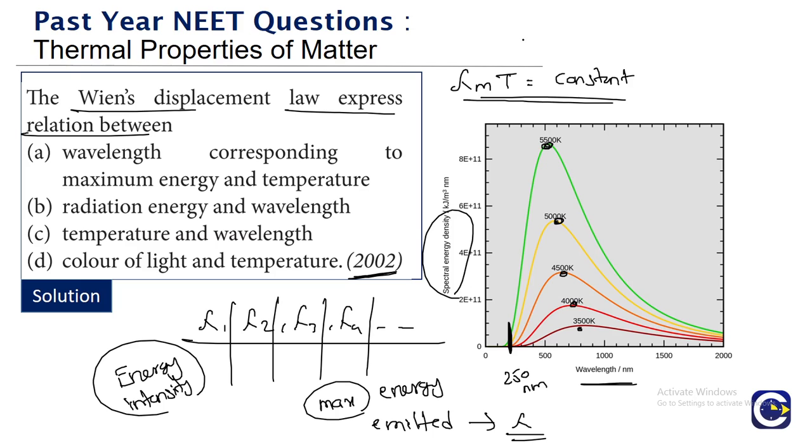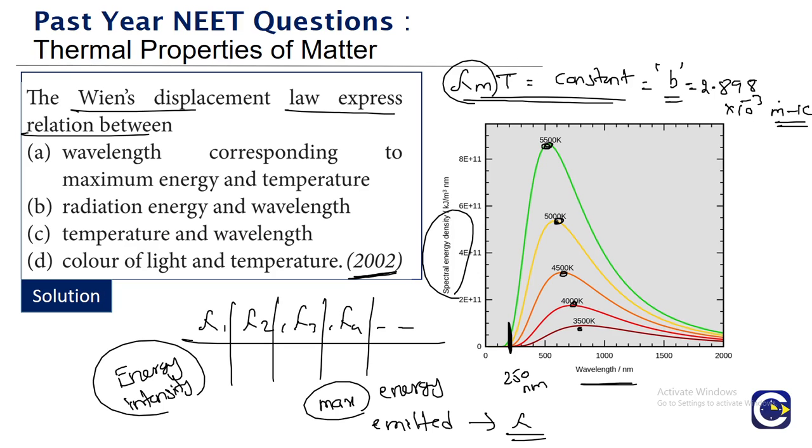So what is the Wien's displacement law? Lambda m into T will be what? Constant. Means what? If this lambda m is basically that particular lambda where we are getting the maximum energy being emitted, so that particular point, the spectral energy density will be what? Highest. So this constant is what is called as the Wien's constant B. We don't require the value here, but the value will be what?